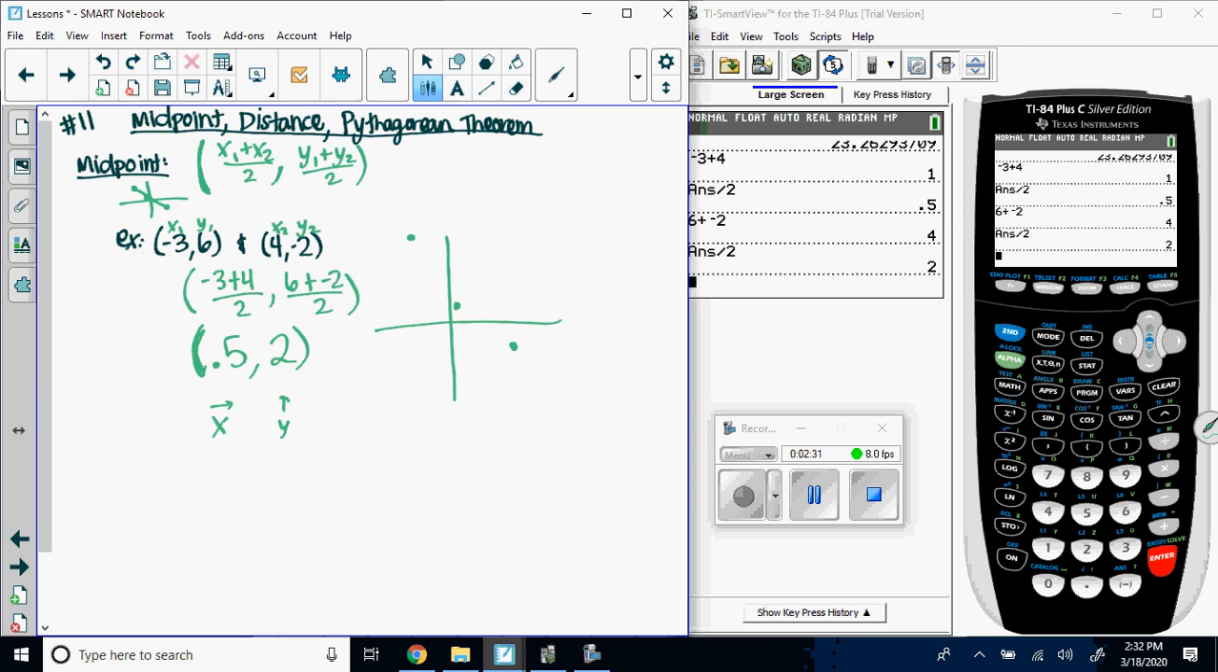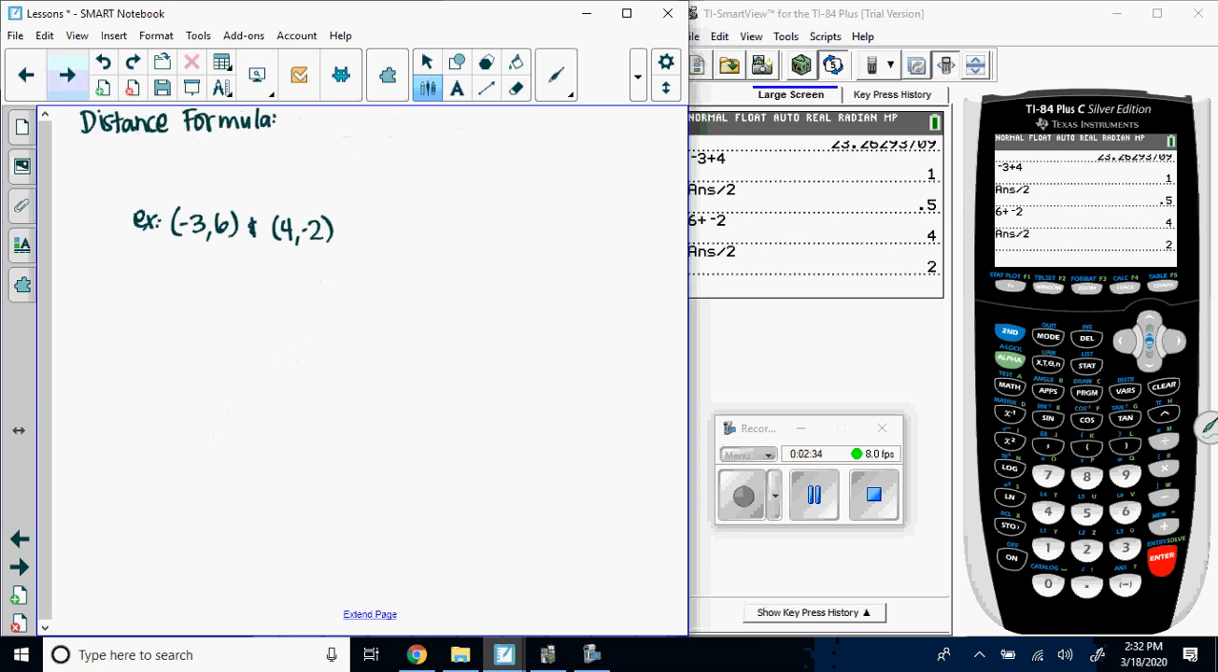Okay, the next thing we're going to look at is the distance formula, and we're going to use these same 2 ordered pairs for it. The distance formula is how you find the length between 2 points. So if you've got this point and this point, and you want to know how long that distance is, we use the Pythagorean theorem, or this formula right here: the square root of (x2 minus x1) squared plus (y2 minus y1) squared. That comes from the Pythagorean theorem, so it has the squared in it and the square root. We'll see the Pythagorean theorem on the next slide.